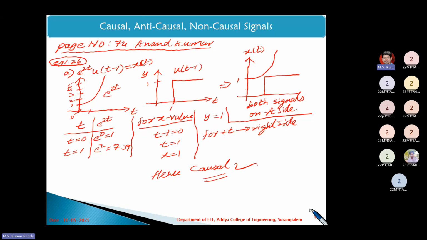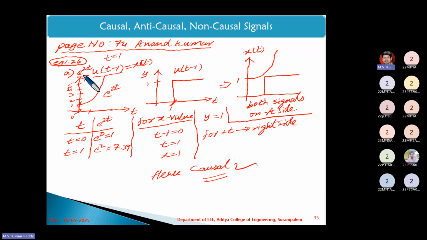Now see here. Here two signals are there, e power 2t and u of t minus 1. u of t minus 1 means t is equal to 1, and since it is plus t, it is on the right side. This is the waveform. And u of 2t, this is u of 2t. Put t is equal to 0. What is the value? e power 0 means 1. So at 0 the value is 1.